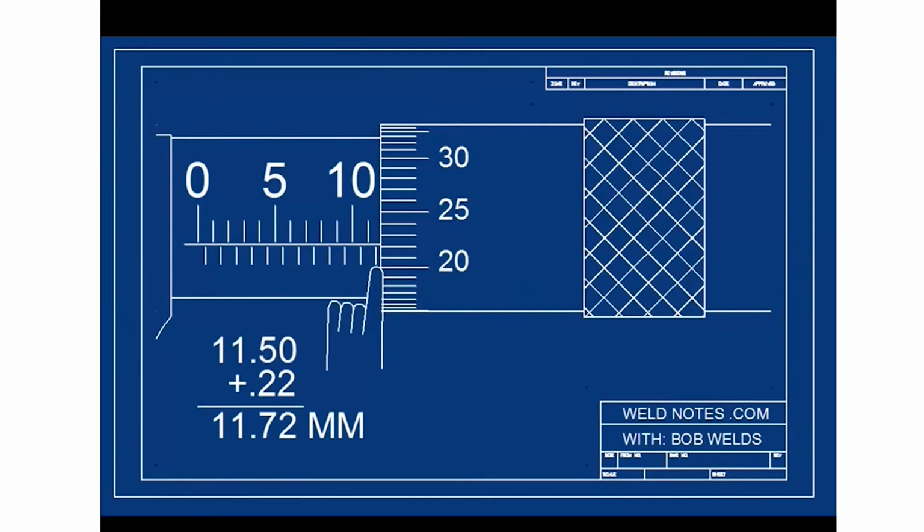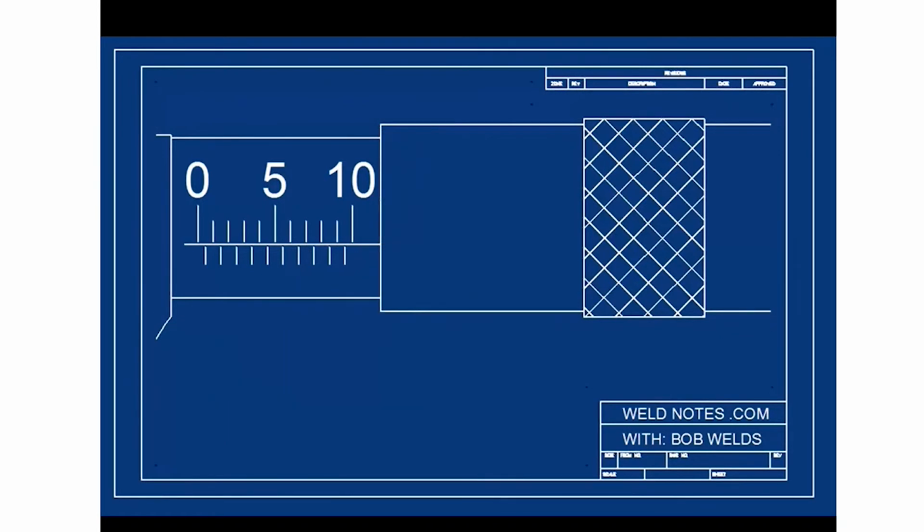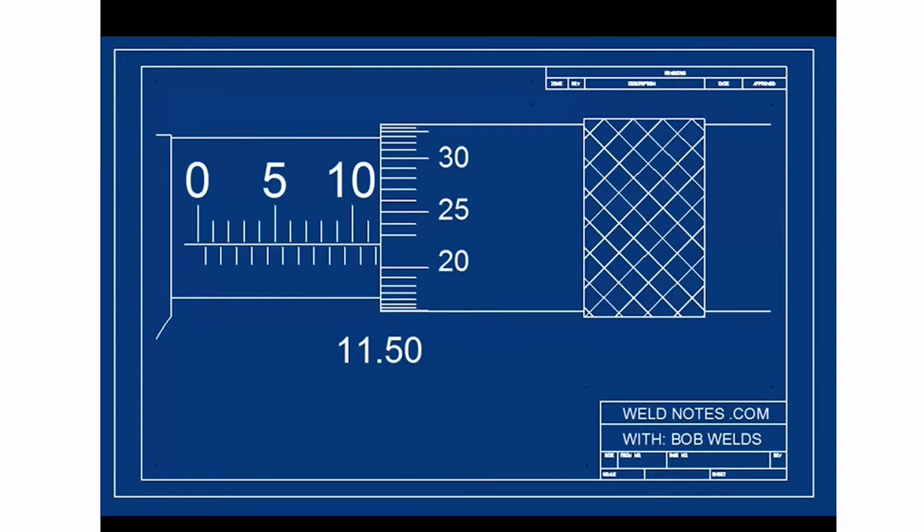Let me show you. Okay, first look at the barrel. 10, 10 and a half, 11, 11 and a half. Now, write that down. Now, look at the thimble. 0.20, 0.21, 0.22. Now, write that down. Now, add them together and you get 11.72 millimeters.